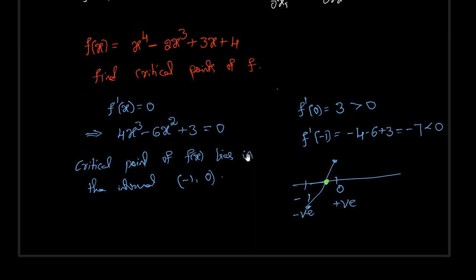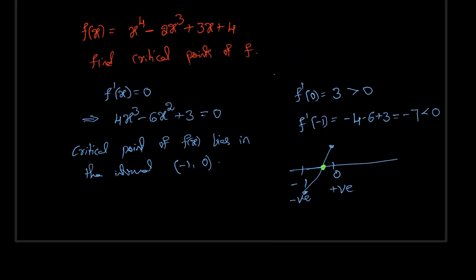Now the question is, how do you approximate that critical point? Now you need to recall the root finding methods that you have learnt earlier. Do you remember? Bisection method, regula falsi method, and Newton-Raphson method. So here I am going to use the Newton-Raphson method. So what is the Newton-Raphson method? The Newton-Raphson method is nothing but x n plus 1 equal to x n minus f of x n divided by f dash of x n.